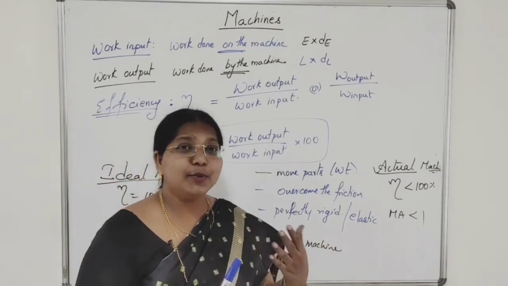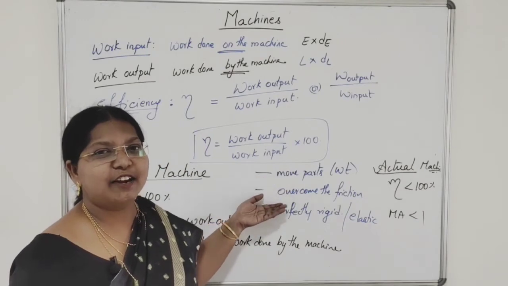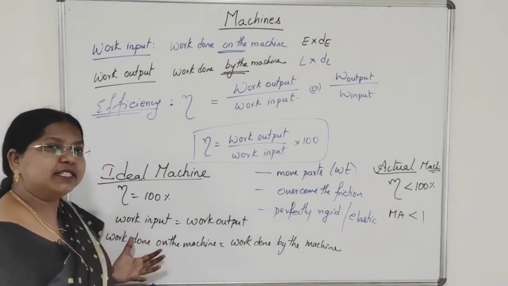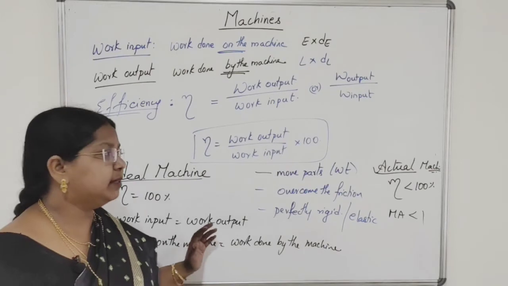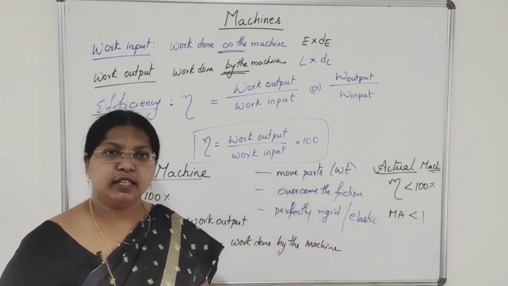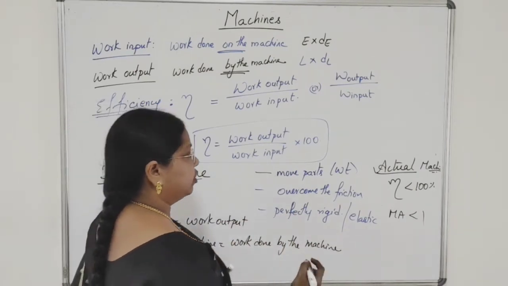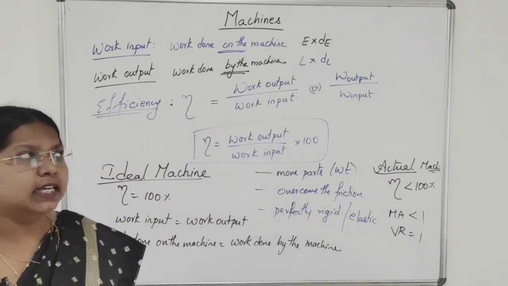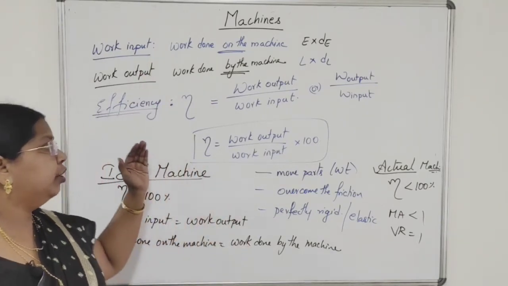Okay. So if we want to make it 100%, we should create weightless and frictionless parts. Then the machine will be 100%, a perfect machine, an ideal machine. So this is about the ideal machine and the actual machine we are using. Always MA less than 1, but velocity ratio will be equal to 1 for an actual machine. Velocity ratio is not affected by all these things. So this is about input, output, and efficiency.